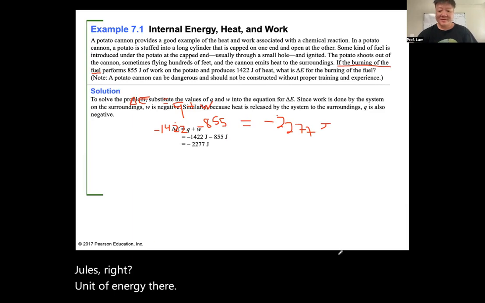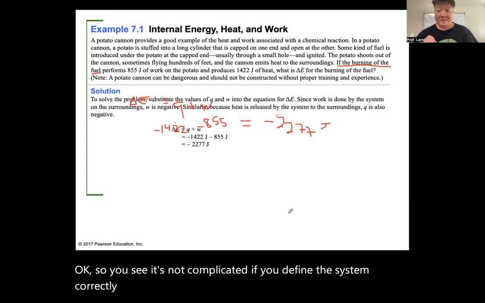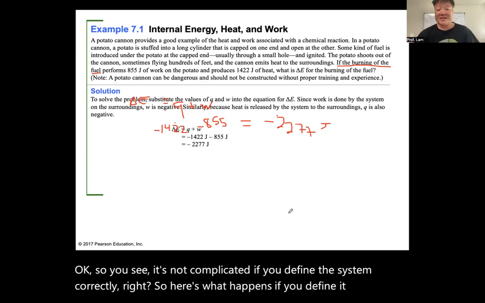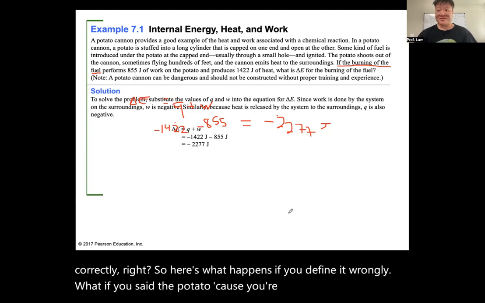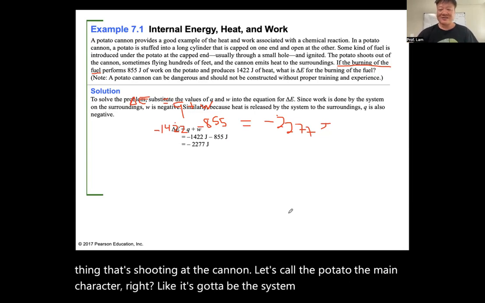Okay. So do you see it's not complicated if you define the system correctly, right? So here's what happens if you define it wrongly. What if you said the potato? Because you're like, oh, the potato is the thing that's shooting out of the cannon. Let's call the potato the main character, right? Like it's got to be the system, because it's the main character.